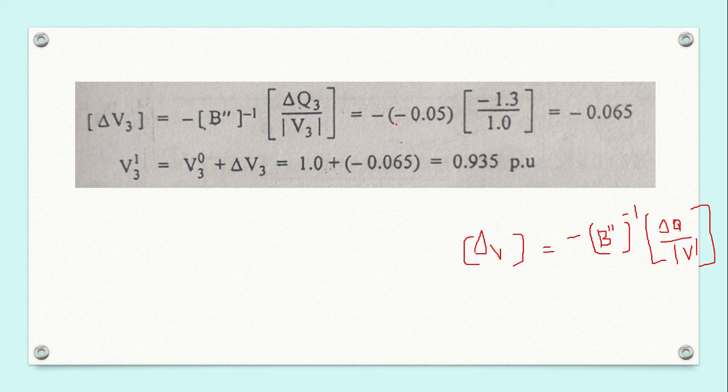So substitute all the available values. B double dash inverse is already calculated. Then delta Q3 we have as minus 1.3 per unit and modulus of V3 is 1 per unit. So multiply and we will get the answer. Then update using this correction factor, update the voltage of bus number 3.